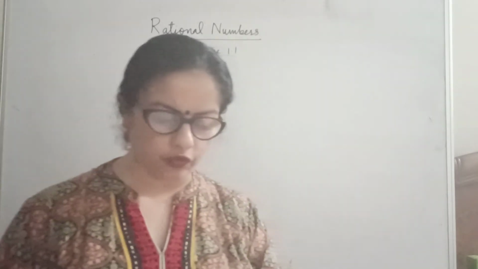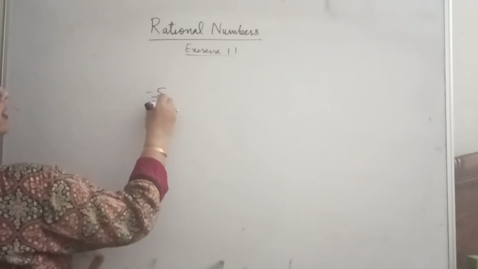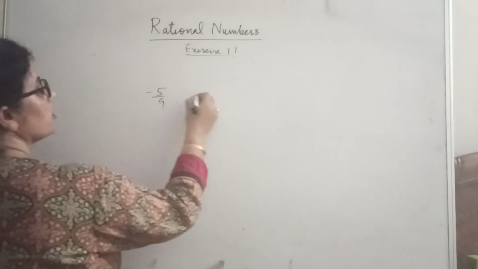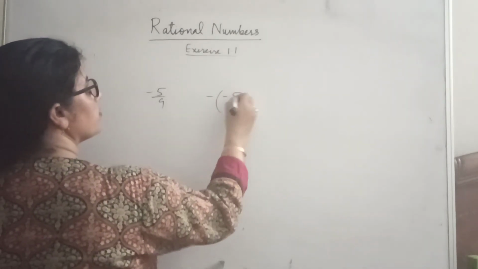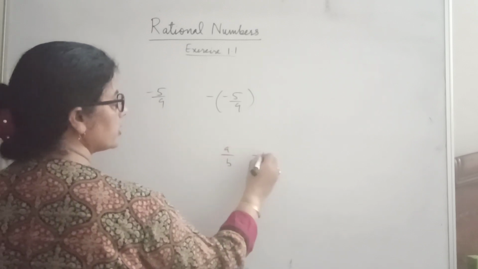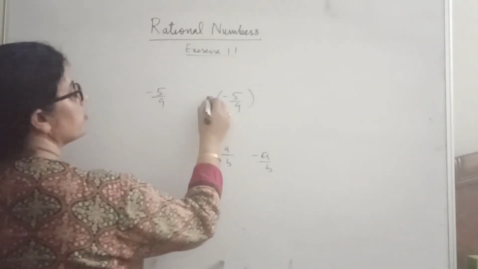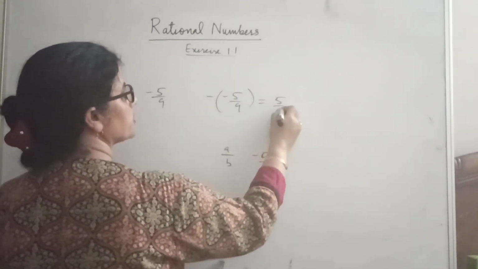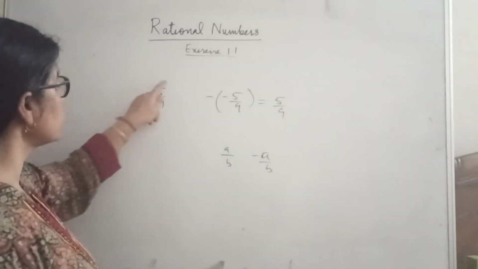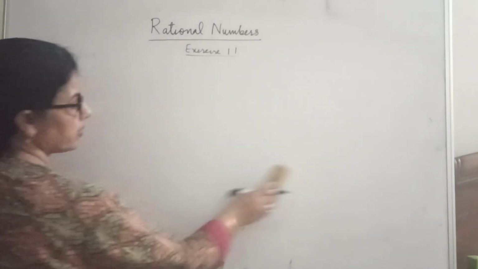Now in question number 2 he is asking the additive inverse. What is the additive inverse of minus 5 by 9? I told you, if you want to take the additive inverse of any number, then we will take the negative of that number. The additive inverse of a by b is minus a by b. Means we will take the negative of this number and minus minus will become plus. So 5 by 9 will be the answer. The additive inverse of minus 5 by 9 is 5 by 9. The additive inverse of 5 by 9 is minus 5 by 9.